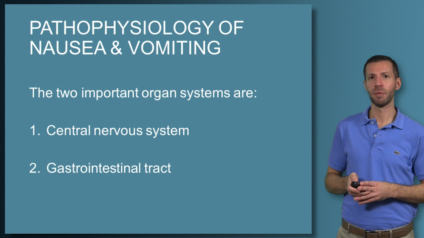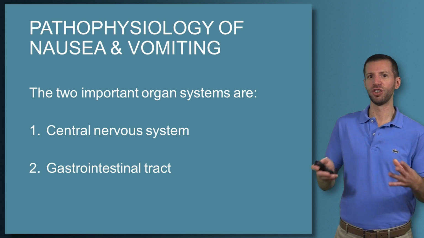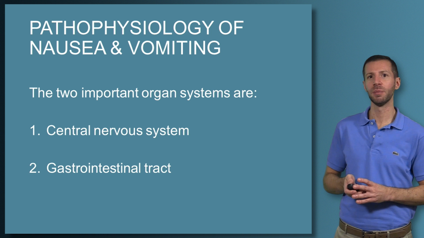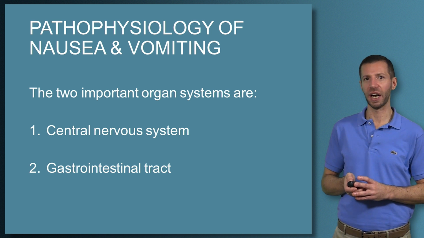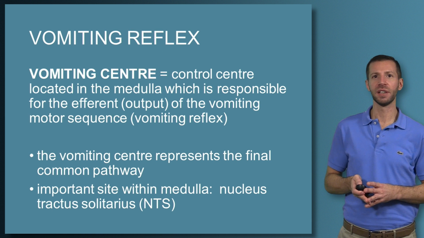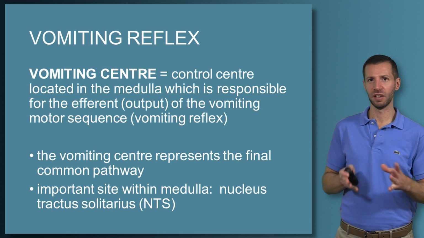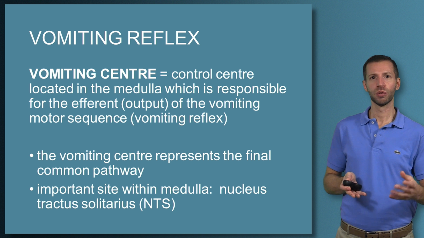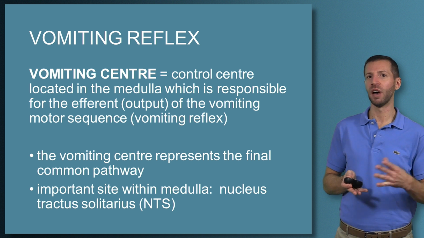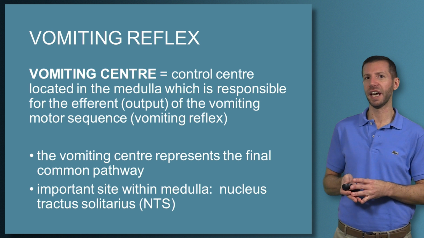When thinking about the pathophysiology of vomiting, there are really two systems we need to focus on. One is the central nervous system, and the other is the gastrointestinal tract. And we're going to be focusing a lot today on the central nervous system. The vomiting reflex is an important thing to be aware of in terms of understanding why vomiting occurs, what causes vomiting, and how we treat nausea and vomiting.